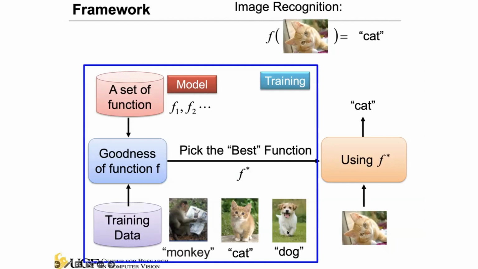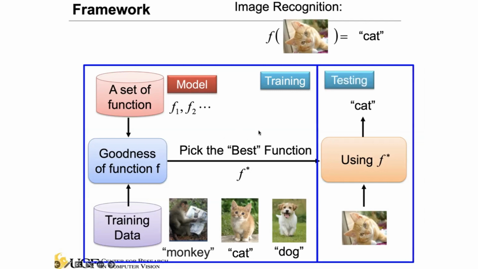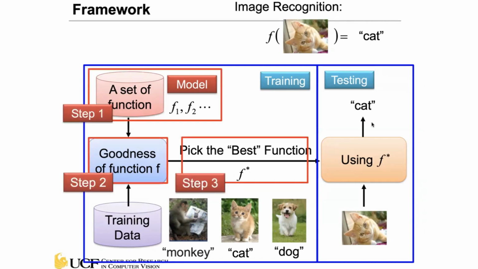This process is in general called training. You have a data set, you train the model, and have some measure to evaluate how good the model is. Finally you pick the best function, and then you take that model or function to do the testing on new data. So this basically summarizes these three steps.